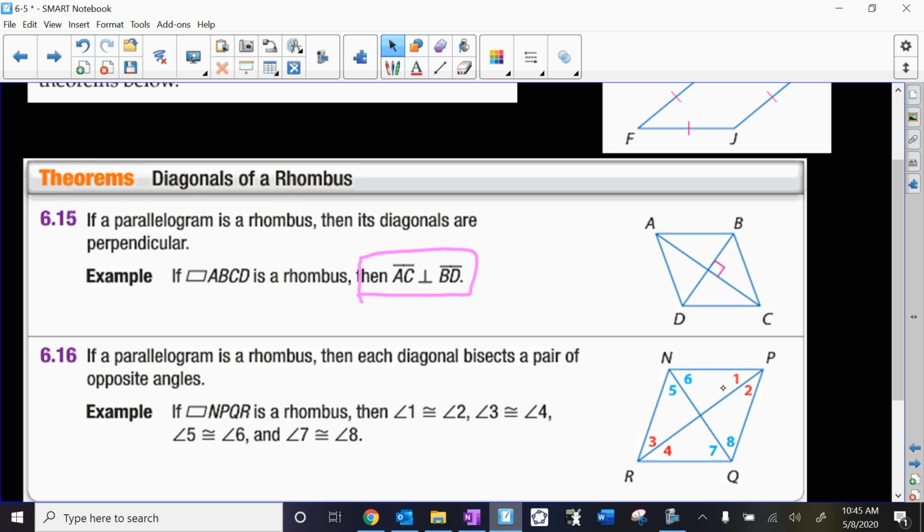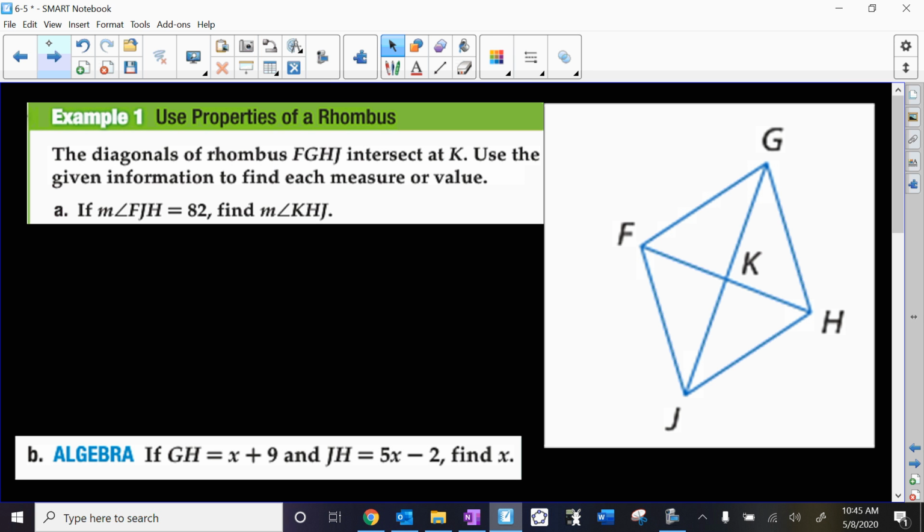So as you can see here, this first diagonal, PR, is going to split this angle P into 2 congruent angles, meaning angle 1 is congruent to angle 2, and angle 3 is congruent to angle 4. In fact, all 4 of those angles are congruent. 1, 2, 3, and 4 are all equal. Likewise, on your other diagonal, angles 5, 6, 7, and 8 are all equal. So we're going to try and use these properties.